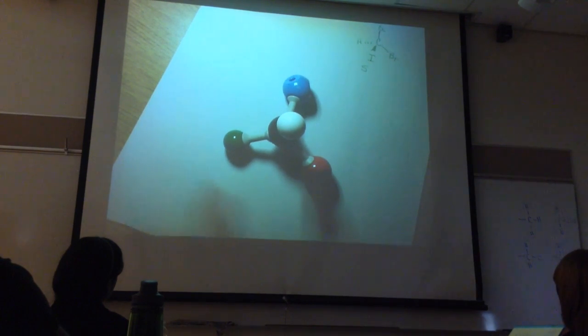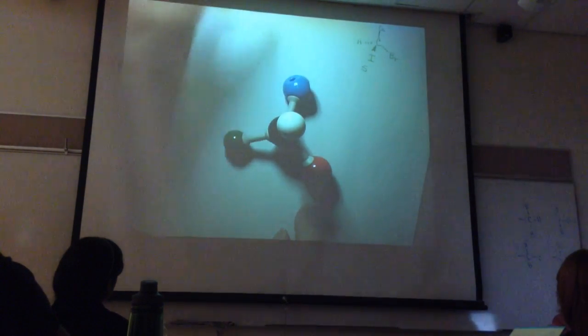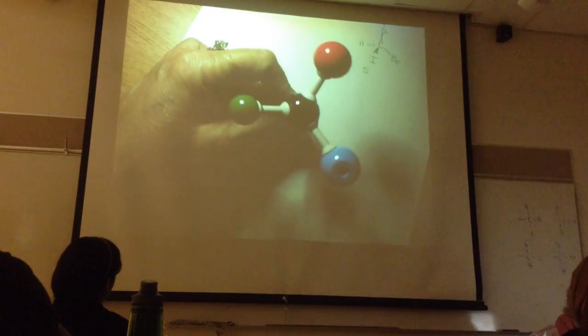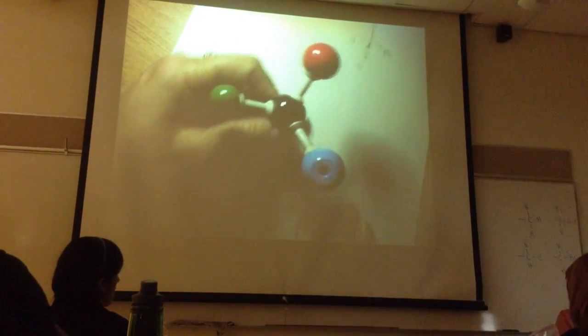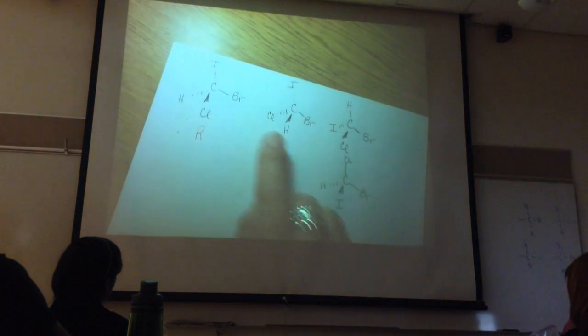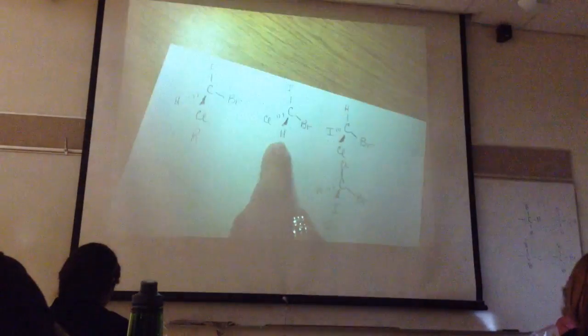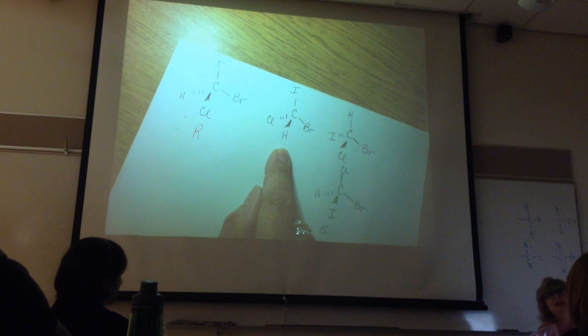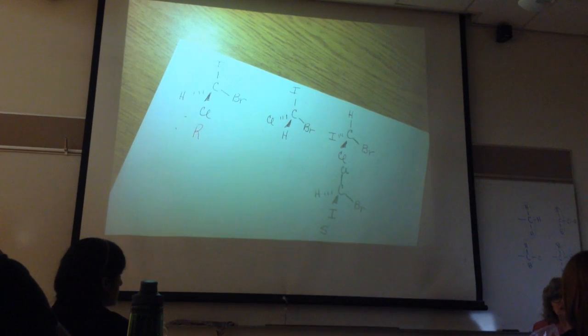Chlorine is 1, oxygen is 2, nitrogen is 3. What is the rotation now? S. Everybody, S. So by convention, your hydrogen is always in the back, and that's how you assign. So when you have this one, and your hydrogen is in the front, which is the lowest, you can assign and switch. Everybody? You can assign and switch.